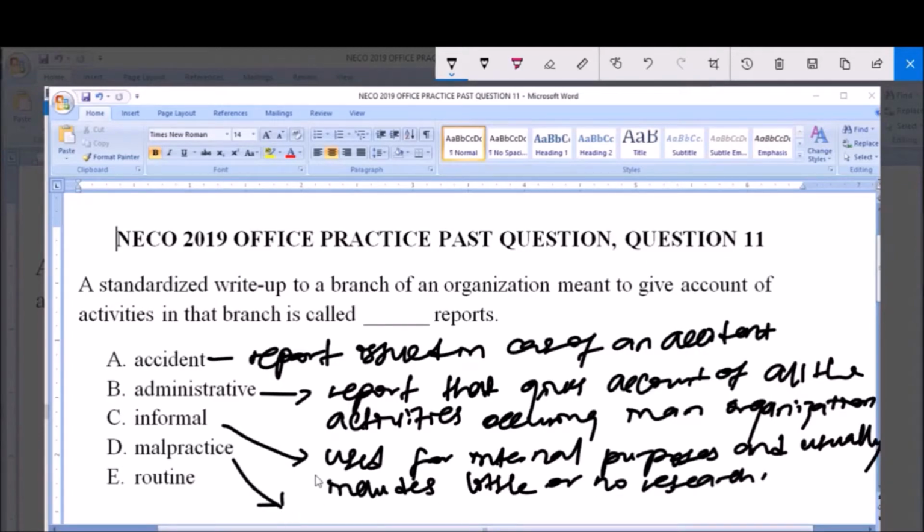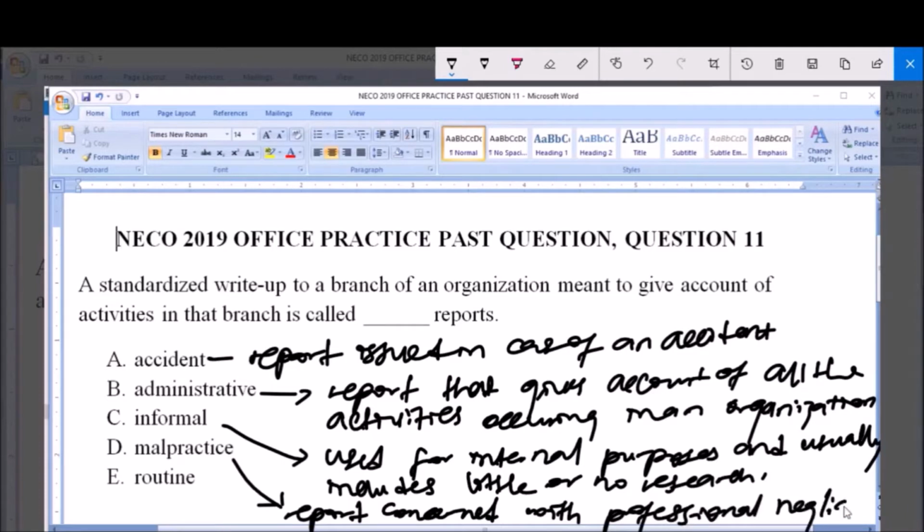Now D is malpractice reports. Malpractice reports are reports concerned with professional negligence or incompetence. That is, when one is negligent about his profession or is not competent in his profession, the report given to this person is called a malpractice report. So it is a report concerned with professional negligence.